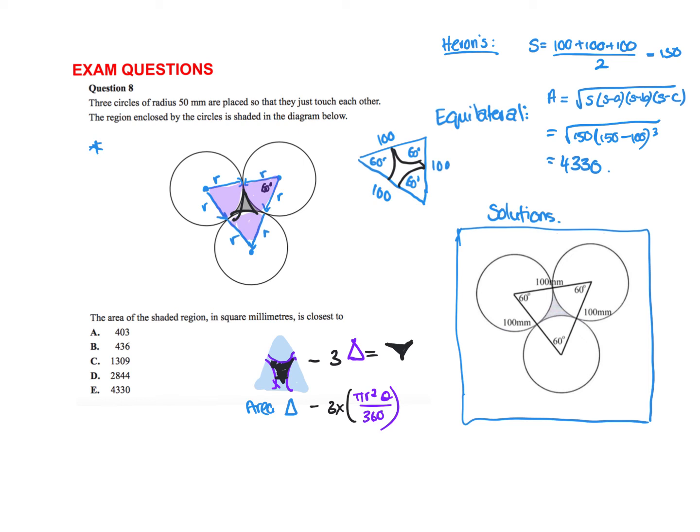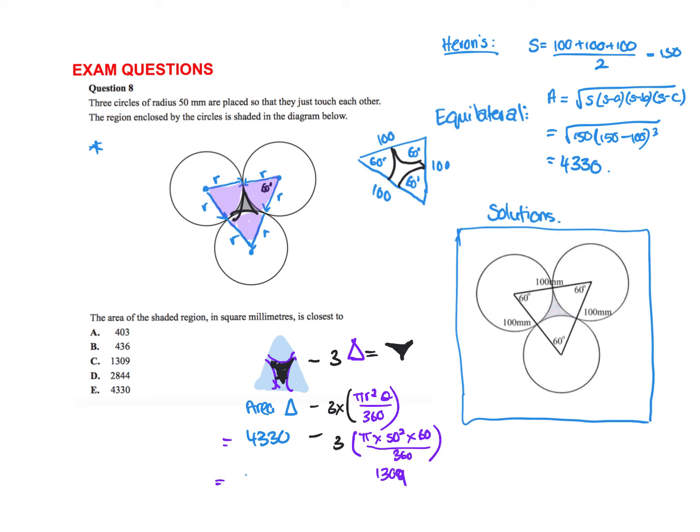Okay, so I've found that this is 4330, and then I'm going to minus 3 times a sector, which is going to be pi times the radius. Now remember, the radius is only 50, and the angle we know is 60 over 360. So we can do all this on the calculator. I just did that there. I found that the area of one sector is 1309.